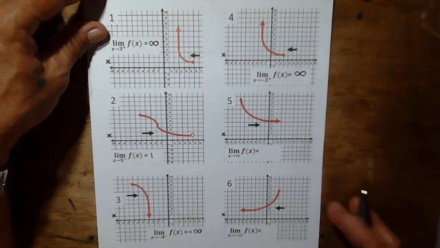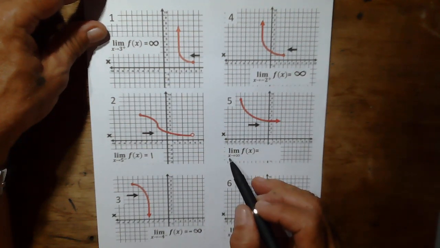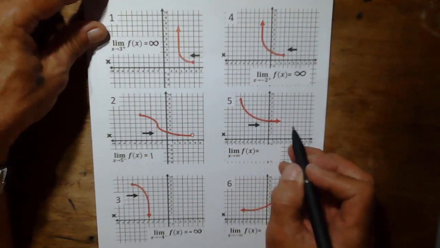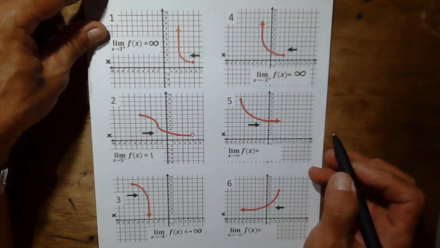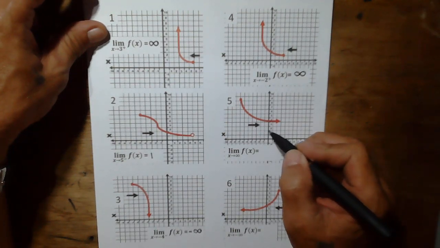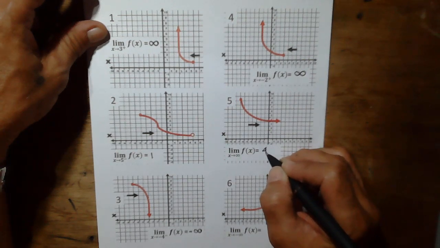Example number 5. The limit of a function as x approaches infinity. Now, x is approaching infinity there. And what is this value? 1, 2, 3, 4. Now, this is equal to 4.